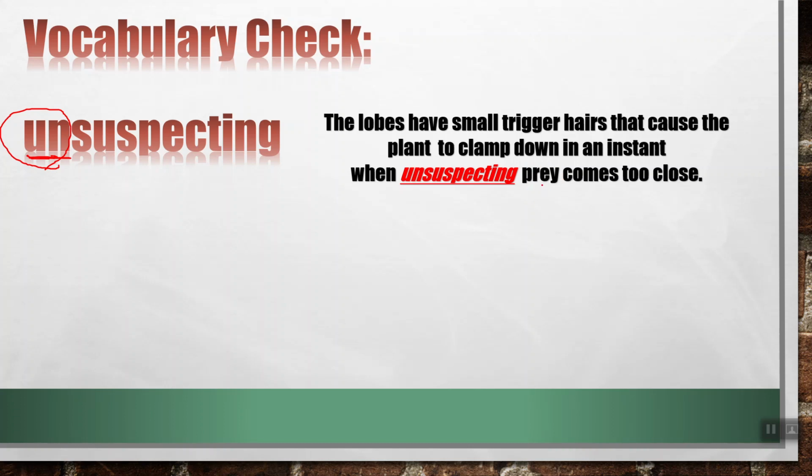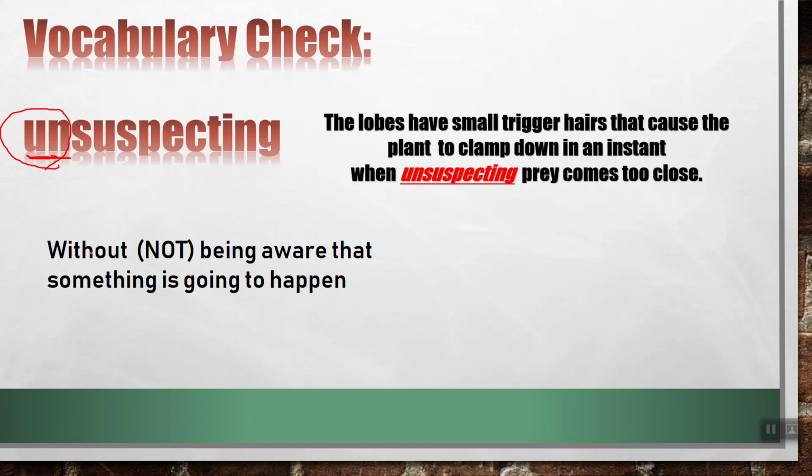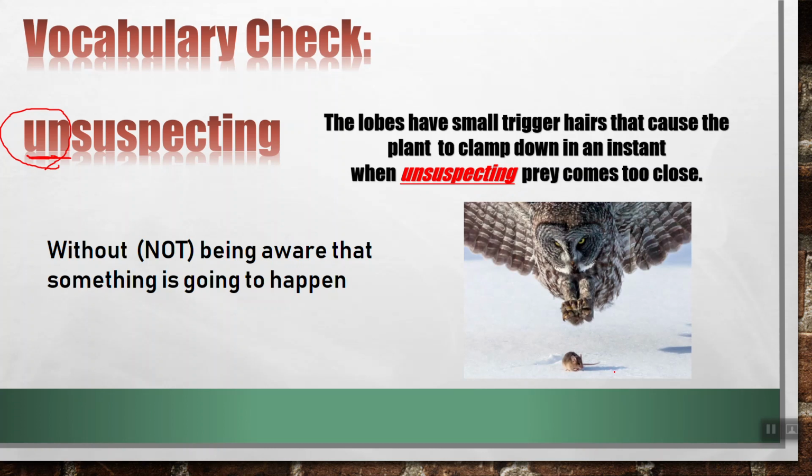Typically, the prey doesn't realize it's about to be eaten. So that helps me understand that unsuspecting must mean without or not being aware that something is going to happen. So in this case, what they're not aware of is that the fly was about to be eaten by the plant. Okay? This mouse is unsuspecting of the fact that an owl is about to scoop it up and eat it. Let's read more about the Venus flytrap.